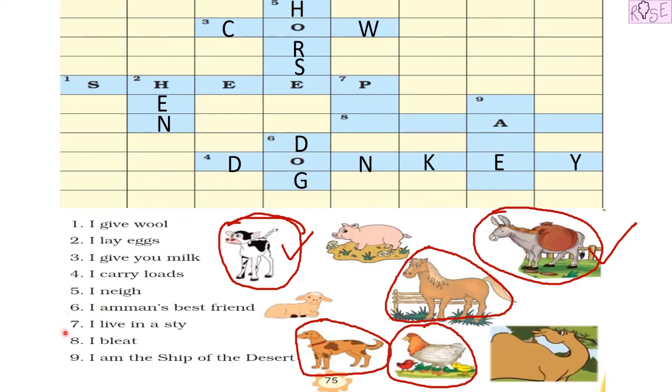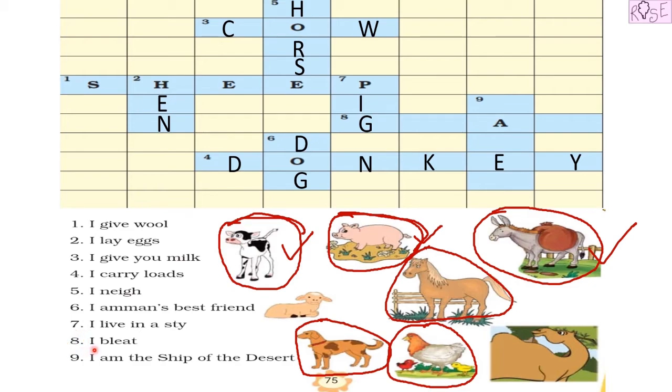Yes. 7th. I live in a sty. Yes, we all know who lives in a sty, right? A pig lives in a sty. So we'll write pig, and from which column will we start? The column in which number 7 is written. And where is it? Here it is. P has already been written for us. We'll write P. Then we have I, and at last we'll write G. P-I-G makes pig.